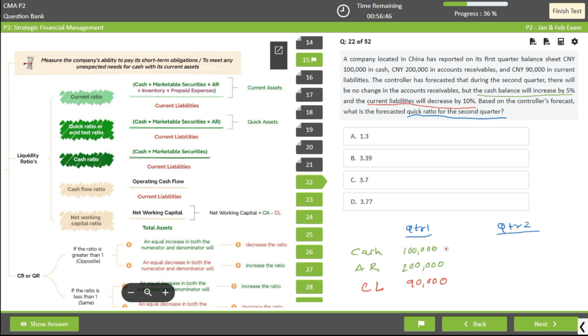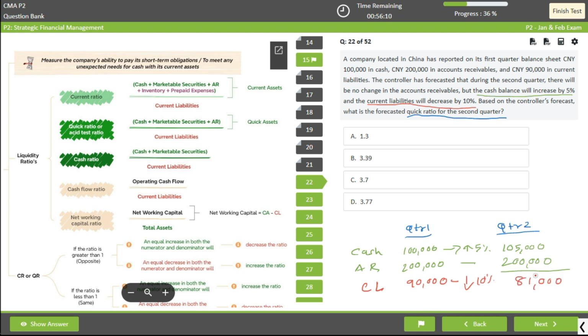This cash is increased by 5%. If the cash is increased by 5% in quarter 2, the cash will be 105,000. Accounts receivable, there is no change in accounts receivable, that is 200,000. Current liabilities, 90,000, there is a decrease in current liabilities by how much? By 10%. So if current liabilities is decreased by 10%, it's 81,000.